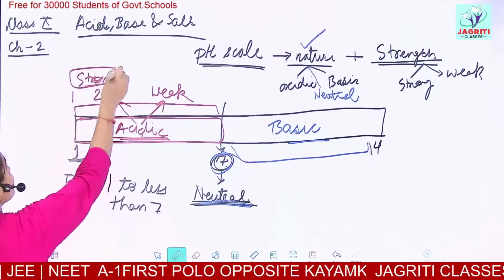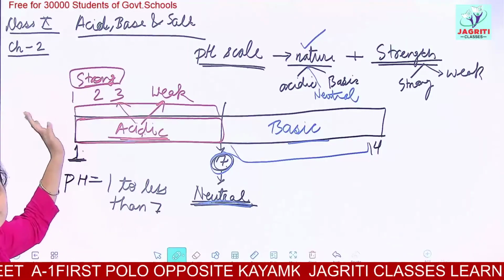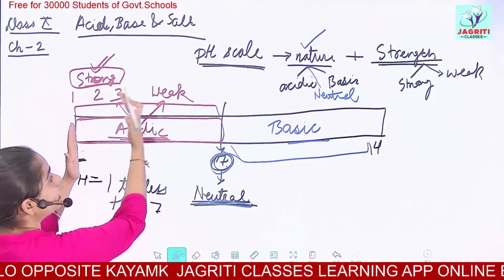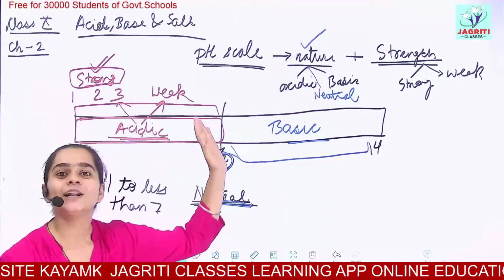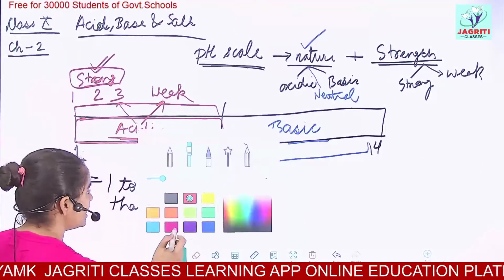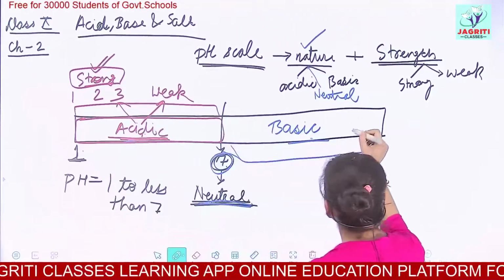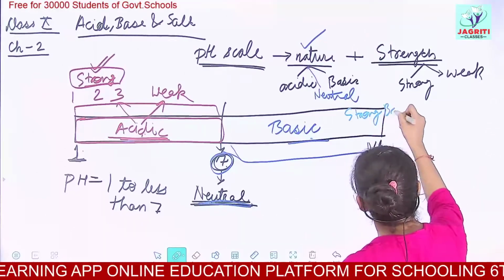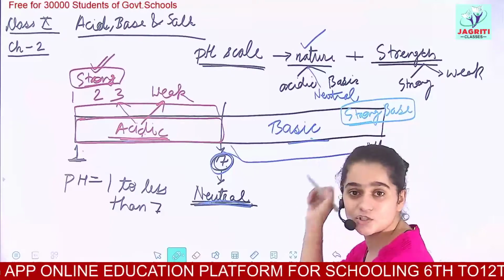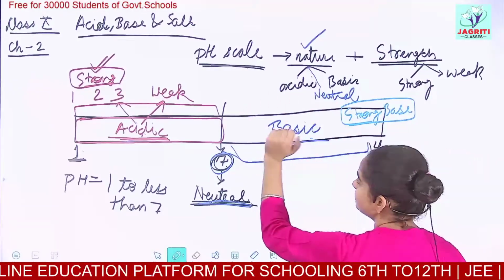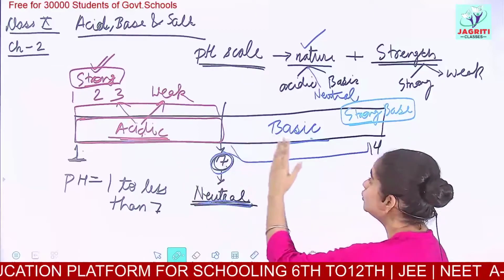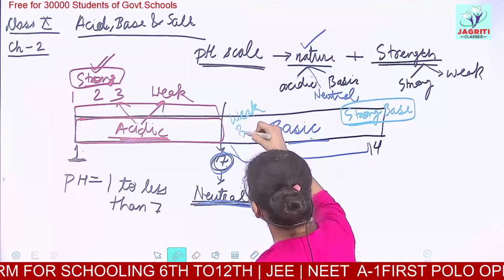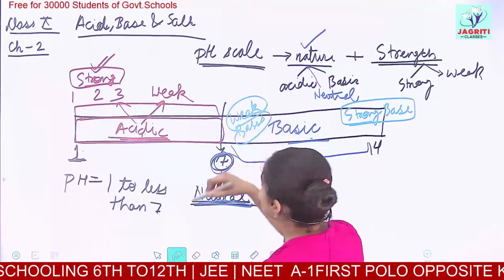Strong acids are those which come on the left side of the scale. They show a strong character. And weak acids are those which come to the right, near 7. Similar is the case with bases. The bases which come to the right are strong bases, that is, they show a strong strength. Whereas the bases coming to the left of 14, not at the extreme end, are known as weak bases.